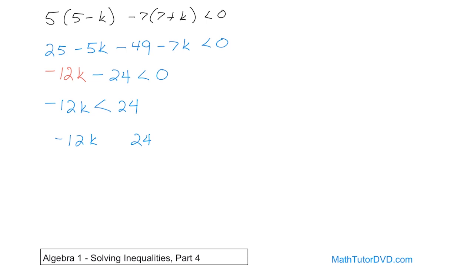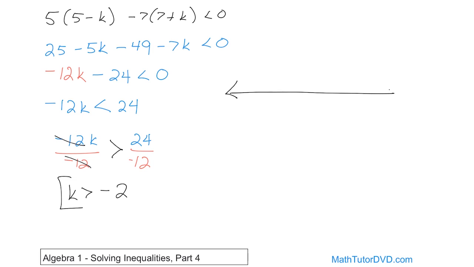So how do we get k by himself? We have to divide by negative 12 on the left and divide by negative 12 on the right. When we do that, this inequality symbol must then flip the other direction because now we've divided by a negative number. So the negative 12's cancel, and we have k greater than, what is 24 divided by negative 12? Negative 2. This is what you would circle on your exam.